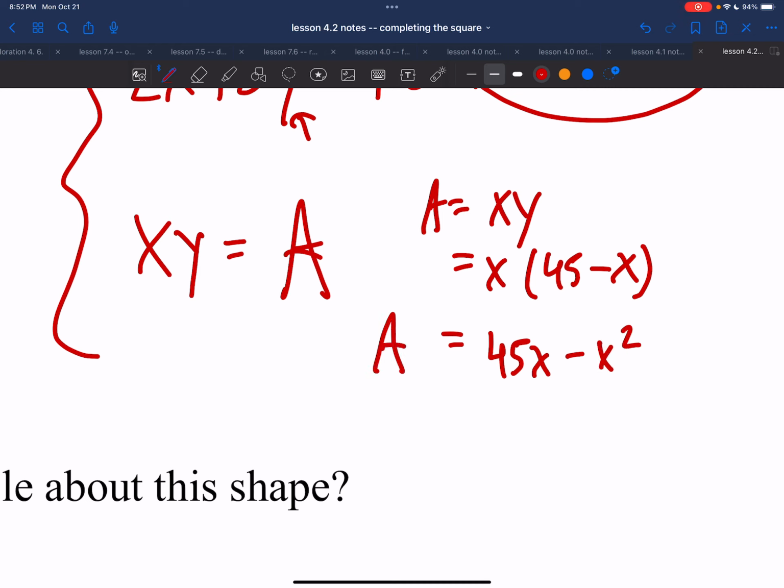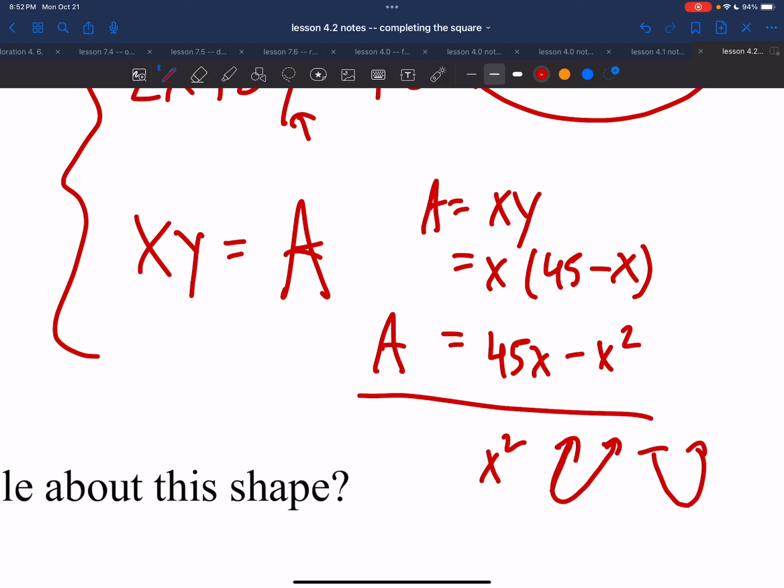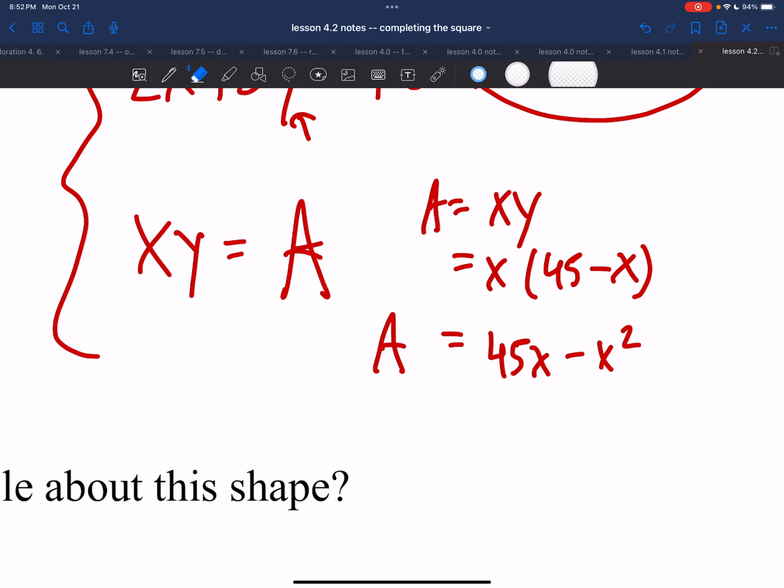Hey, that's a quadratic, right? That's an x squared term, which makes a parabola. Well, not really a sideways one, but like this, right? And so the goal now is to essentially maximize that parabola.